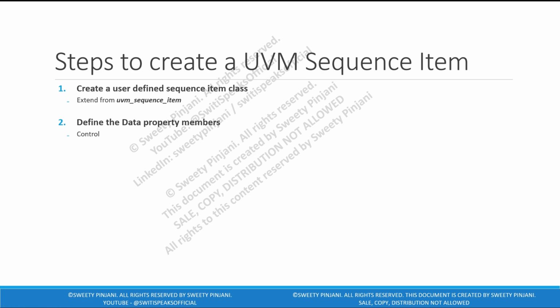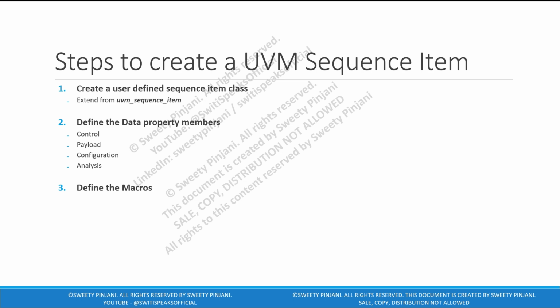What are the data property members? Control information, payload, configuration, analysis, whatever you need, you have to define those property members. Then define the macros. We had talked about the macros in UVM object, if you remember. There we had talked about utility macros and field macros. And since your UVM sequence item extends from UVM transaction, which extends from UVM object, all the methods and all the macros inside UVM object can also be used in your UVM sequence item.